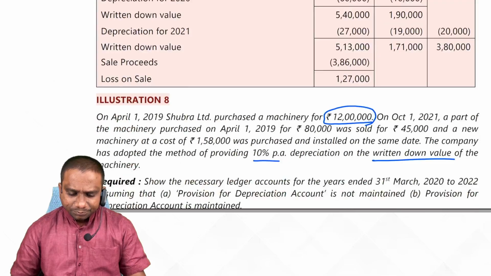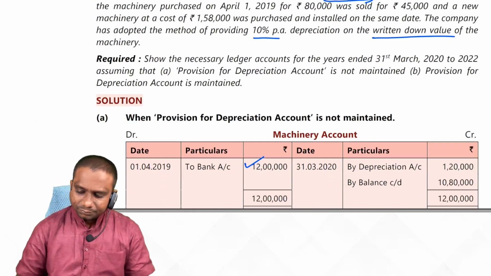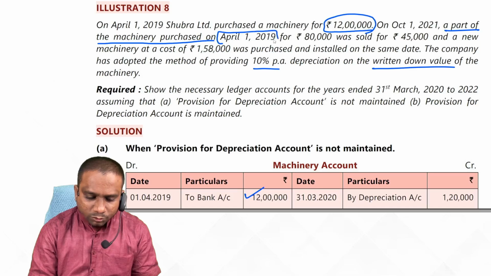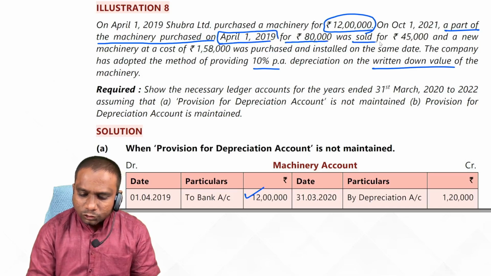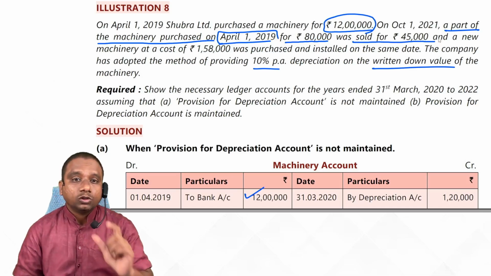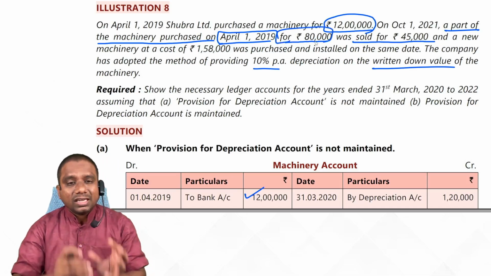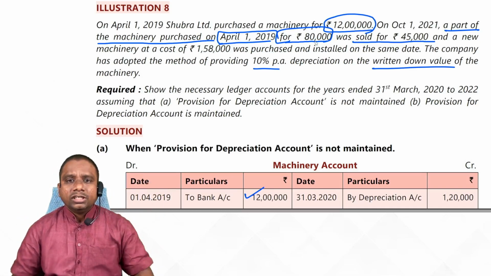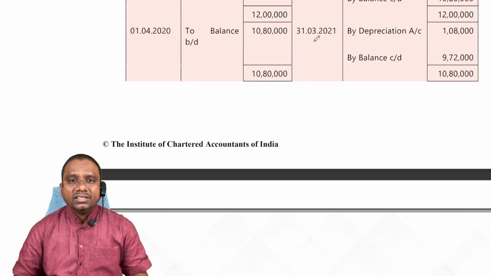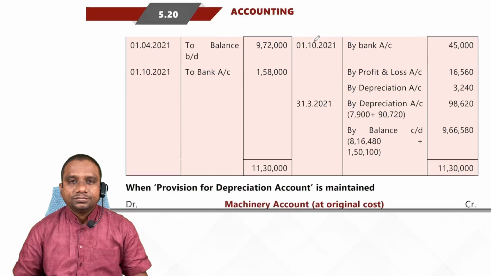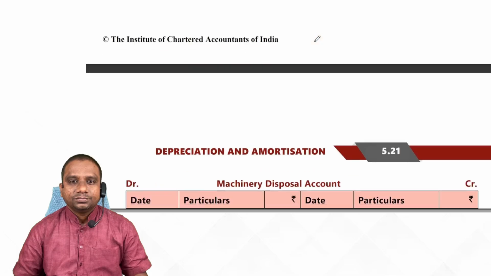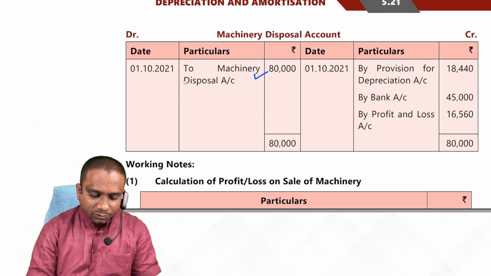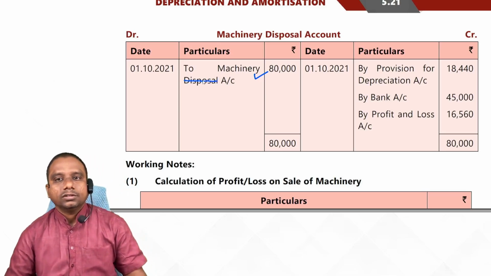Here they said a part of the machinery purchased on April 1st, 2019 for 80,000 was sold for 45,000. What is the cost of machinery sold? 80,000. First, transfer this 80,000 to asset disposal account. Entry: asset disposal account debit to machinery account. So machinery account credit side, 80,000 rupees to machinery account.